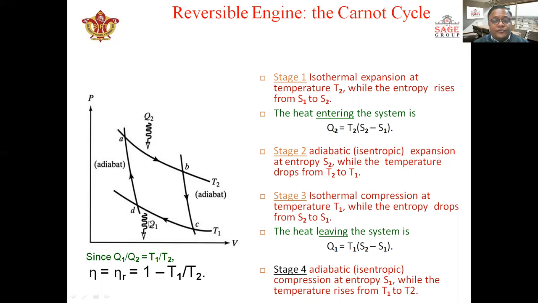Stage 4, the D to A process, is the isentropic compression of the air, a constant entropy process, where the temperature rises from T1 to T2. The thermal efficiency formula obtained after the derivation is 1 minus T1 upon T2, where T1 is the lowest temperature and T2 is the highest temperature.